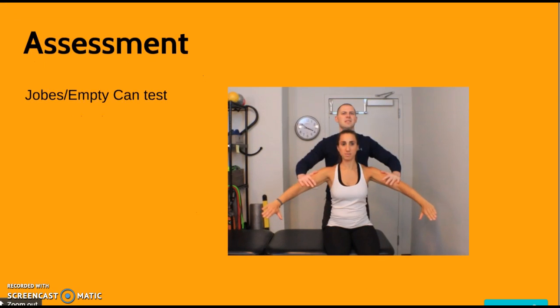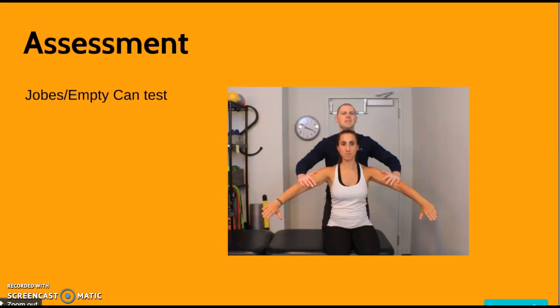For our assessment, we decided to test her for the Jobs or empty can test. This test requires the patient to be standing or sitting upright. Their arm should be anteriorly flexed at the level of the shoulder. The patient will fully pronate the arm into the empty can position with the thumb pointing downward. Then the patient should resist the downward force being applied on the forearm by the examiner. You can see that especially in this picture as the examiner behind the patient is pushing down on her arms.